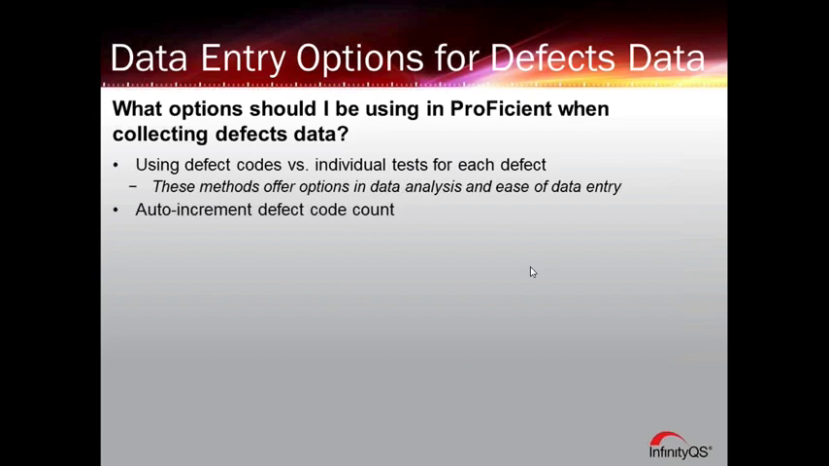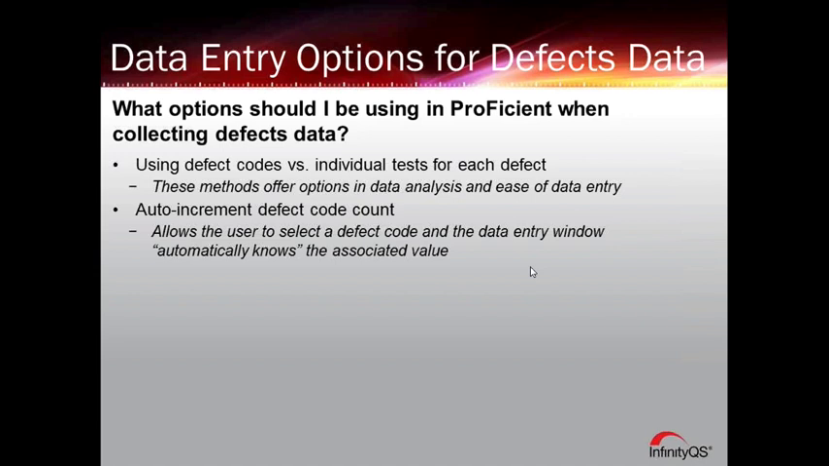There's a very specific option in the data entry configuration called auto increment defect code count. And I have many customers say, what in the world does that mean? Basically, as the operator goes through, they can just choose a defect code, and the data entry window automatically knows which value should be associated with it.